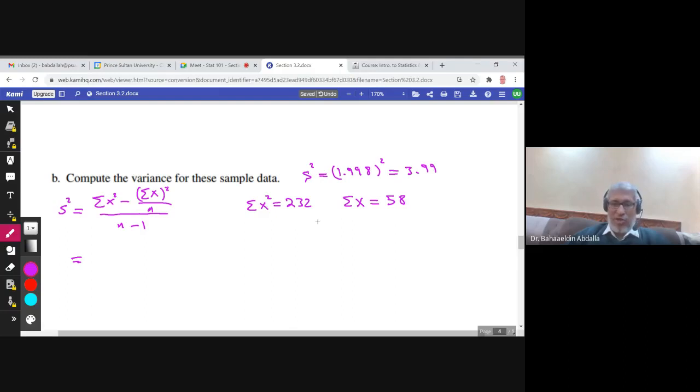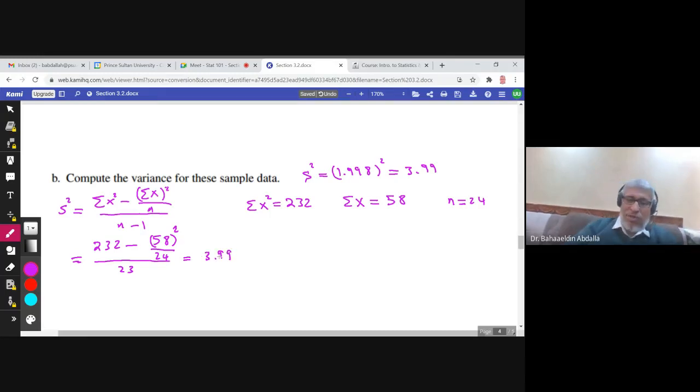So how to solve this question? Now you cannot use the calculator, you have to use the formula. Summation x squared is 232, summation x is 58, you need to raise it to the power 2, divide by n, which is 24 numbers. Of course, he has to give you n in this case. N is 24, and we divide by 24 minus 1, which is 23. If you use your calculator to evaluate this, you will get the same answer, which is 3.99.